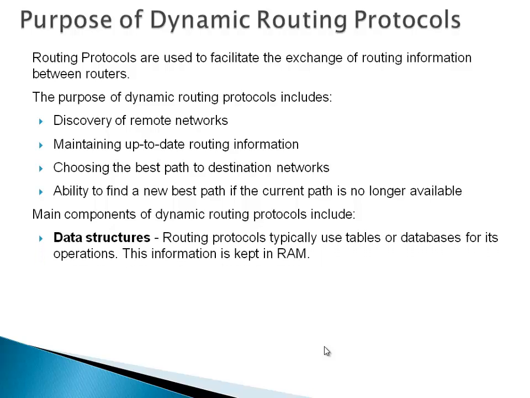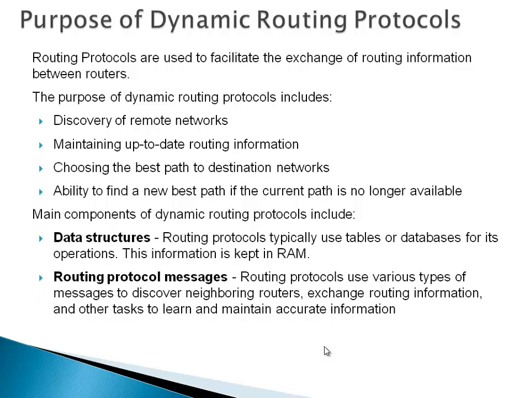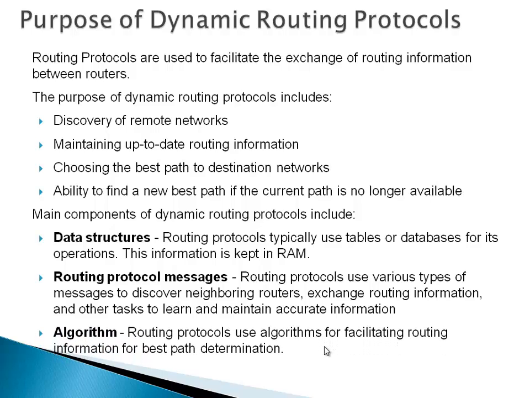Routing protocols typically use tables or databases for their operation. This information is kept in RAM. Routing protocol messages: routing protocols use various types of messages to discover neighbor routers, exchange routing information, and other tasks to learn and maintain accurate information. And then we have the algorithm. Routing protocols use algorithms for facilitating routing information for best path determination.